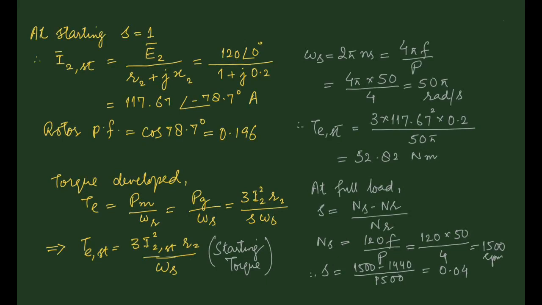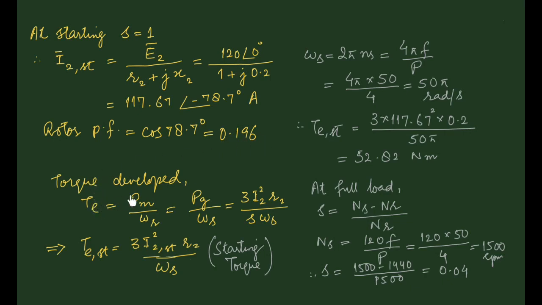Now at the time of starting, the slip S is equal to 1 and hence the starting current, we'll denote it by I2st, st means starting current, will be equal to E2 divided by R2 plus j, again S is 1, into X2, and if we put in the values it comes out to be 117.67 ampere at an angle of minus 78.7 degrees, and hence the rotor power factor will be given by cosine of this angle, which is equal to 0.196, a very low power factor.